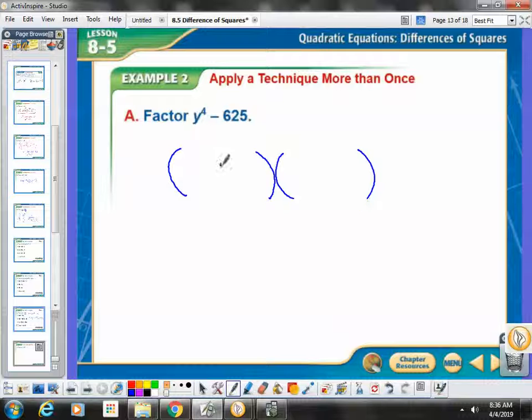We know one parenthesis is going to be a plus and the other is going to be a minus. What is the square root of y to the 4th power? Y squared. I told you the answer, didn't I? Y squared. What's the square root of 625? 25.